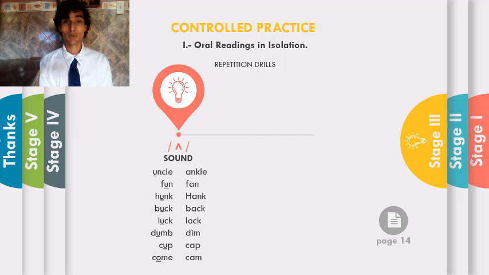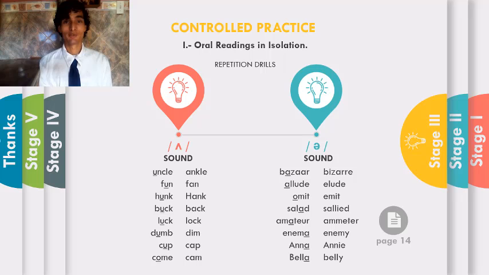Please practice. Now for unstressed schwa sound, these are the words. Bazaar, bizarre. Lewd, elude. Omit, emit. Salad, salad. Amateur, amateur. Anima, enemy.